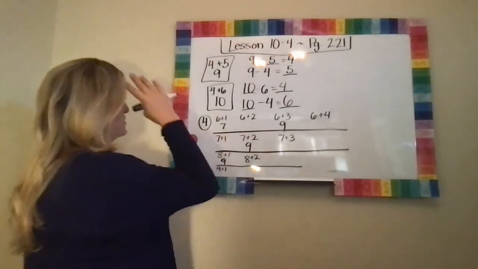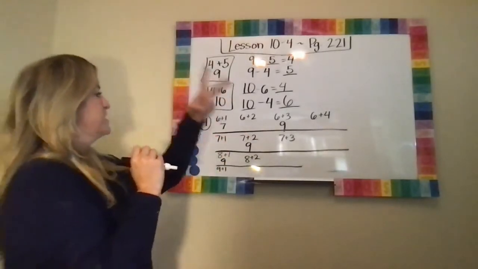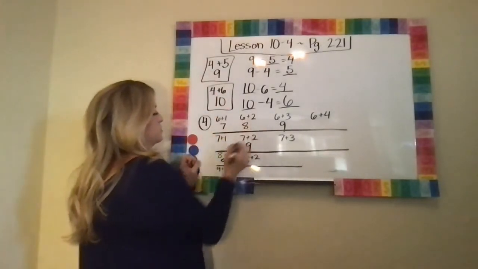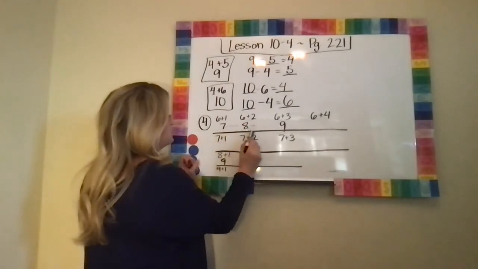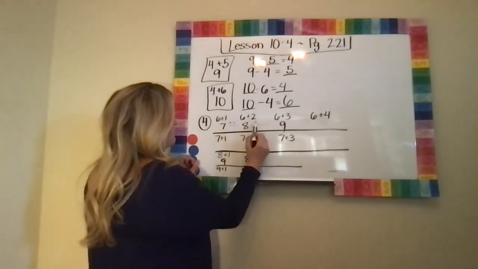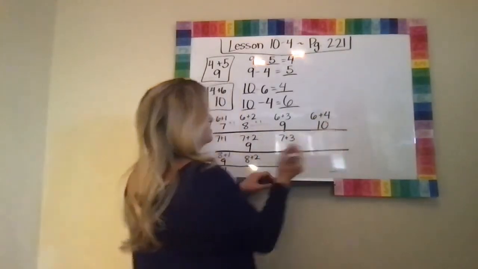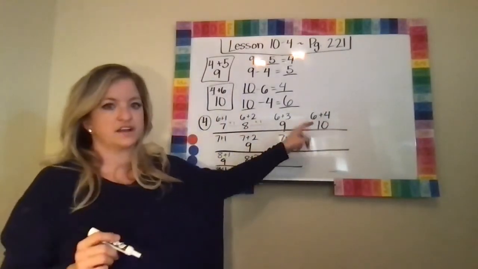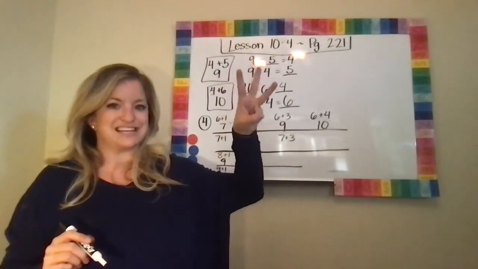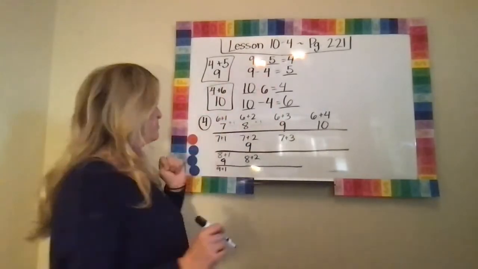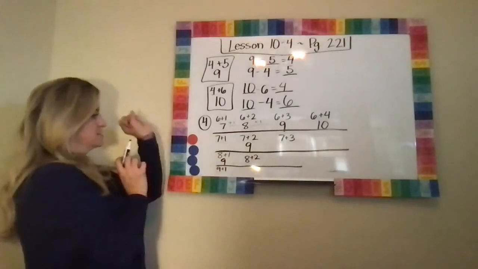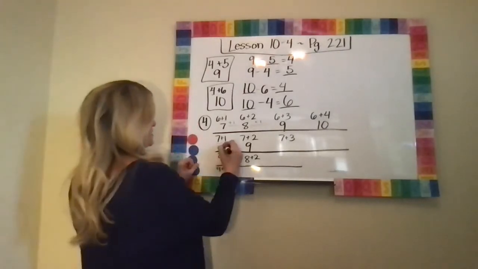So we have to do 6 plus 2: 6, 7, 8. You could also remember that this, boys and girls, is increasing by 1 every time. 7, 8, 9, and that must mean this is 10. Let's double check that. 6, 7, 8, 9, 10. Yep. 7 plus 1, 7, 8.